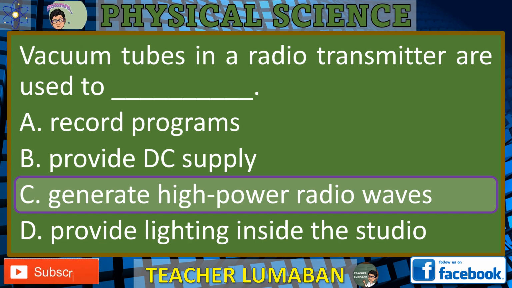Option D, providing lighting inside the studio, is also incorrect. Vacuum tubes are not used for lighting purposes in a studio setting. Lighting is typically achieved through specialized lighting equipment such as bulbs or LEDs.